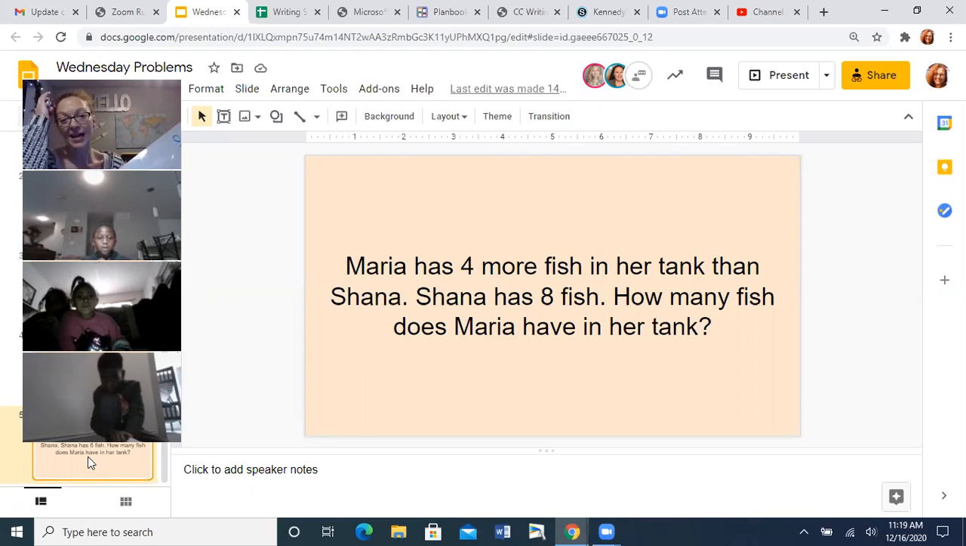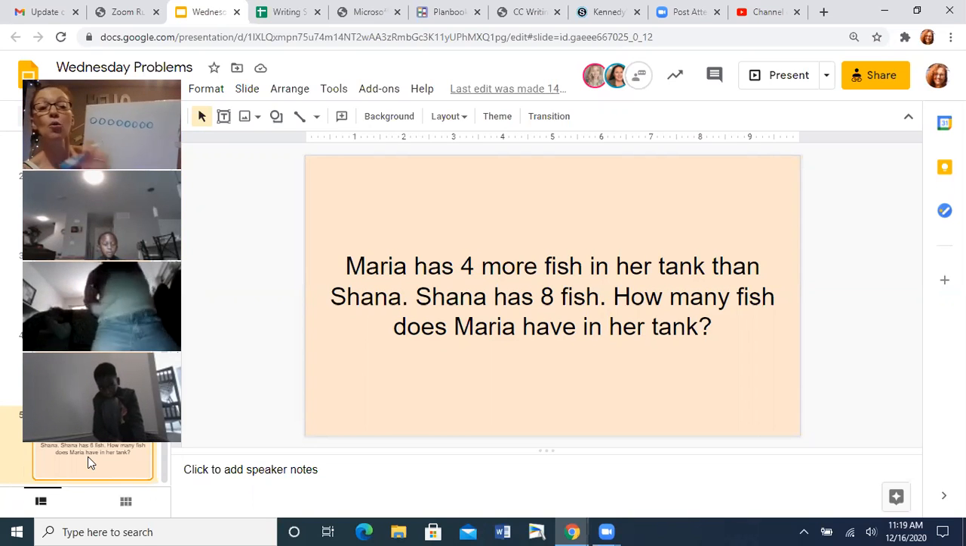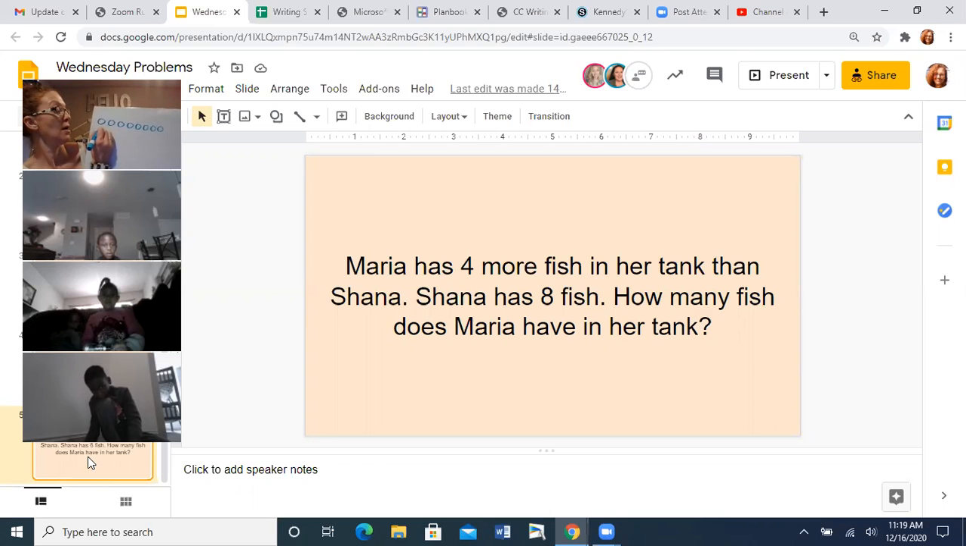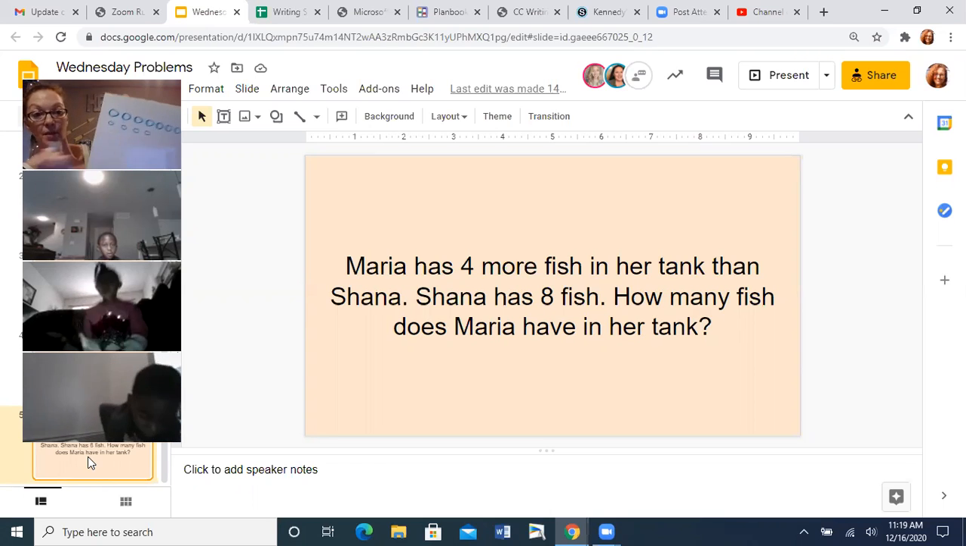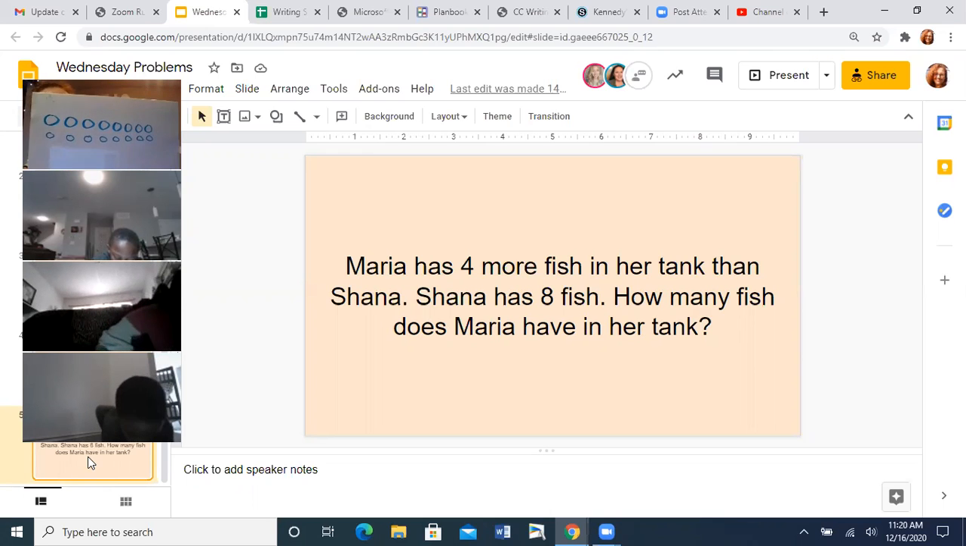So we know Maria has 4 more fish in her tank. So she has 8, and then she has 4 more. So what I want you to do, listen carefully. We're going to change things up just a little bit. I want you to draw the 8 fish again underneath. Line them up just like it. All right, so I want 2 rows of 8 fish. And I'm going to show you why in a second.